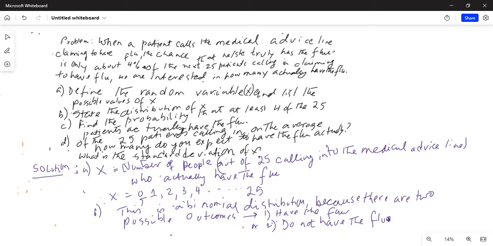Also, it is given to us that the probability of success, that is having the flu, is 4%. In this case, having the flu is success. We have to convert that 4% to a decimal, which is 0.04. So the probability of success is 0.04.